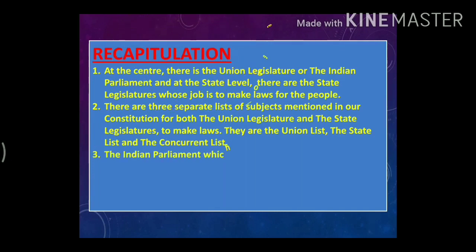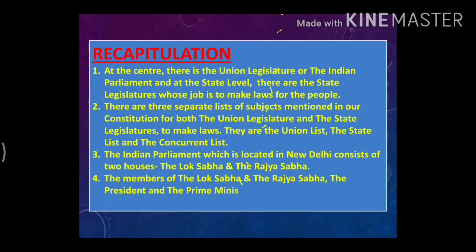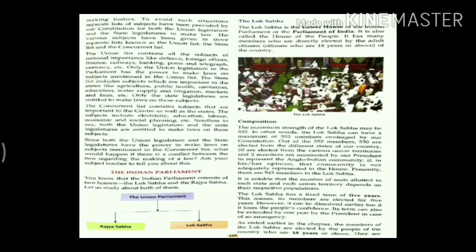The Indian Parliament, which is located in New Delhi, consists of 2 houses, the Lok Sabha and the Rajya Sabha. The members of the Lok Sabha and the Rajya Sabha, the President and the Prime Minister all sit together in the Parliament and make laws for the country. So dear students, these are the topics that we have read in the previous class. So now let us read what is going on inside the Parliament. Let us first read the Lok Sabha.